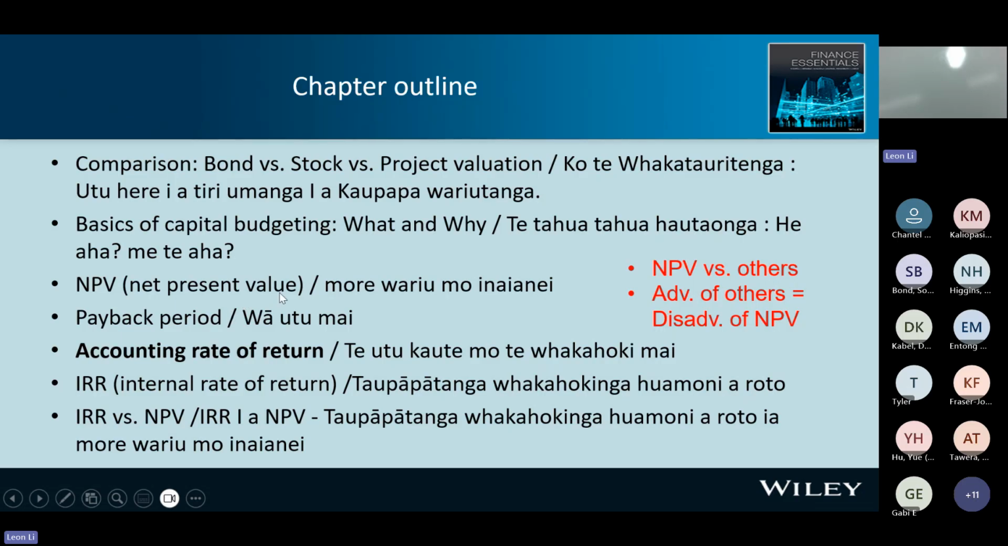But in this chapter, our focus will be other methods for project decision. And we would like to focus on the advantages of other methods, right? And you know, the advantage of other methods will be the disadvantage of NPV, right? So we discussed payback period on Tuesday. Now we are going to discuss accounting rate of return, right?